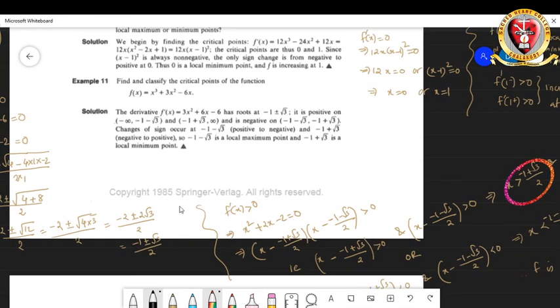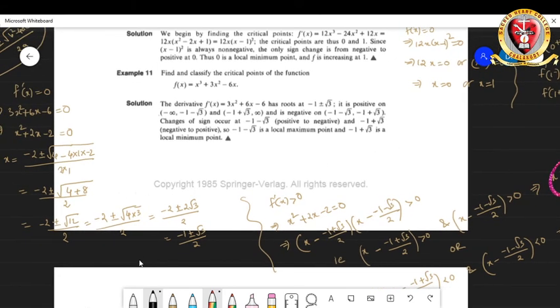Now suppose f dash of x is strictly greater than 0. You have simplified it as x square plus 2x minus 2, that is strictly greater than 0. And you just got the roots, right? So if we have a and b to be the roots, you can write the same quadratic equation as x minus a into x minus b. So that's what we are going to do.